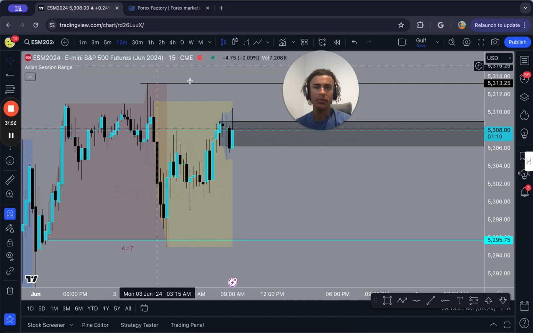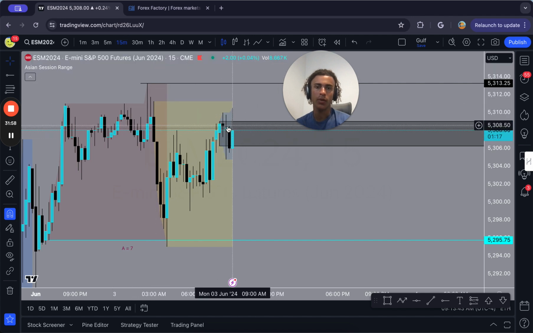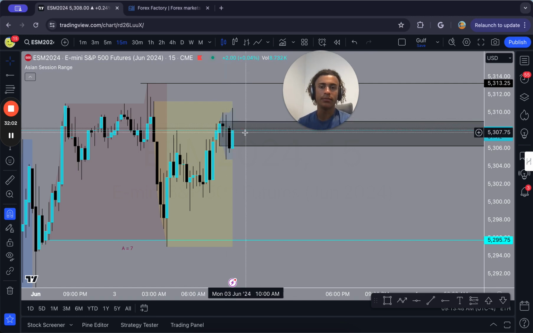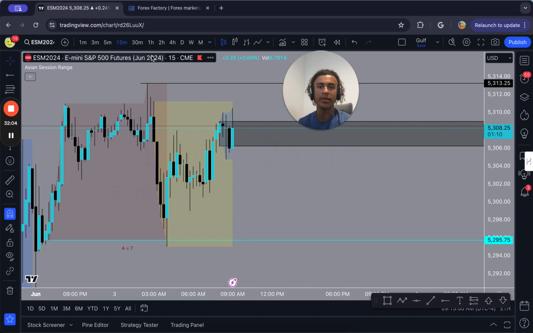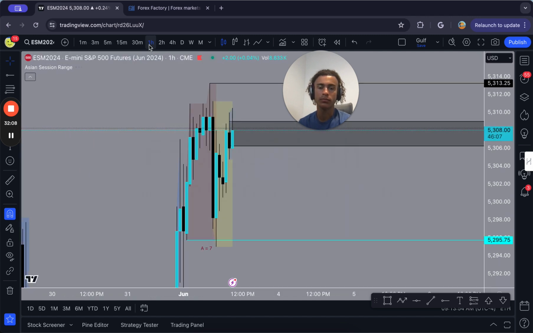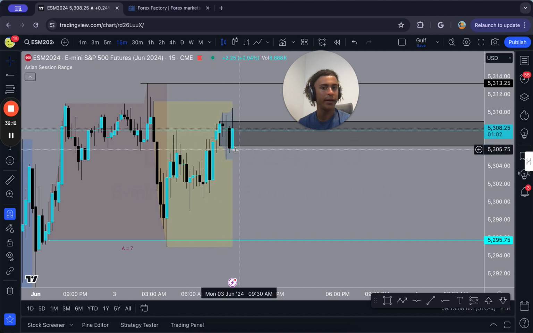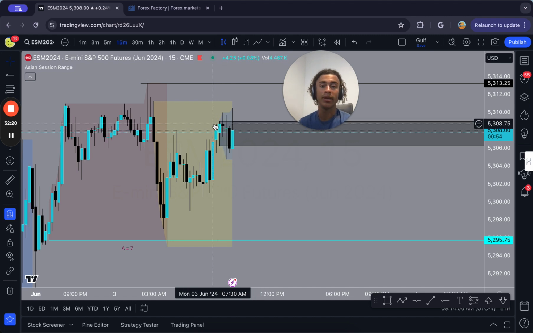So let's see on the 15-minute what happens here. We do get a candle closure below this. That's definitely a bearish sign. If we can't close above this on the 15 minutes, that's a bearish sign. And we could get a candle closure right here and come down and target this. So it's a bearish sign if we can't close above this New York open on the 15-minute.